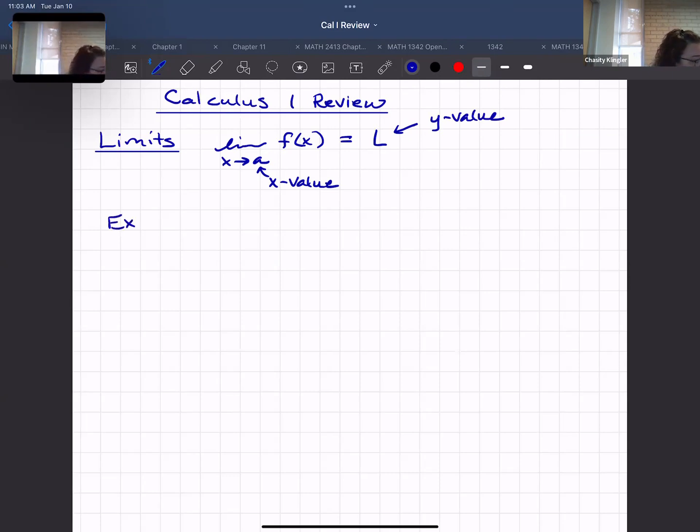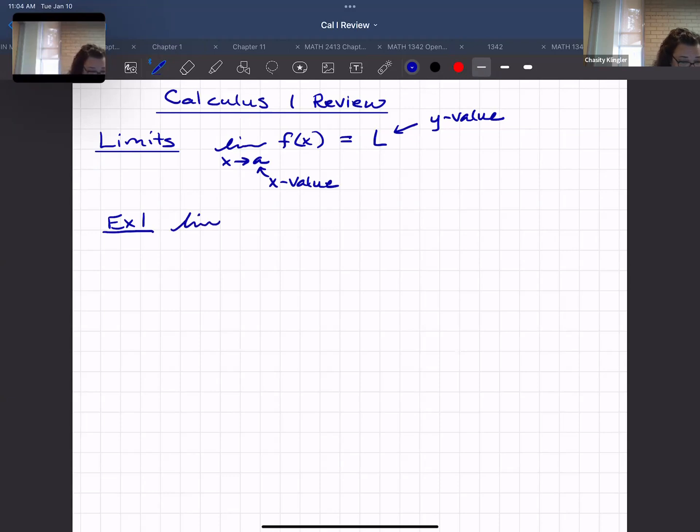Now, always try direct substitution first, unless you can see right away there's a problem. So many people miss the easy ones because they're trying to work something out, and you don't have to work it out. If you plug it in and take the limit, that's the answer. Okay, so try that first all the time.